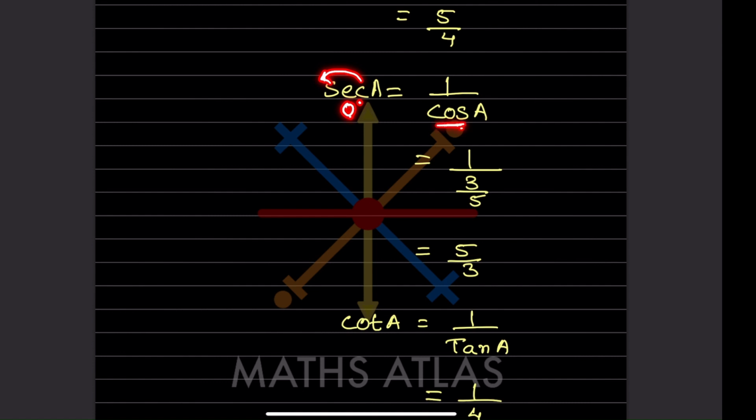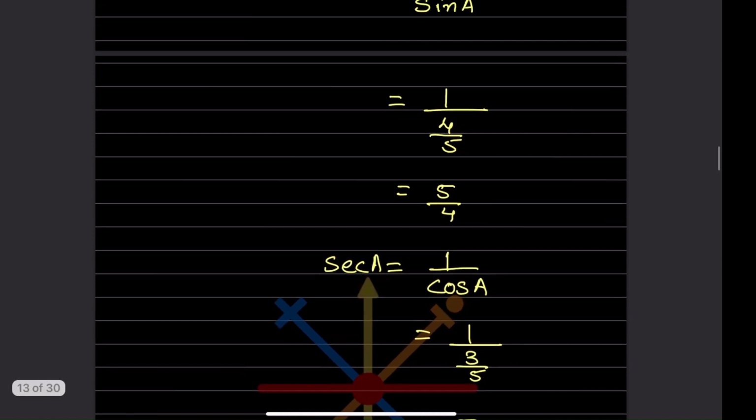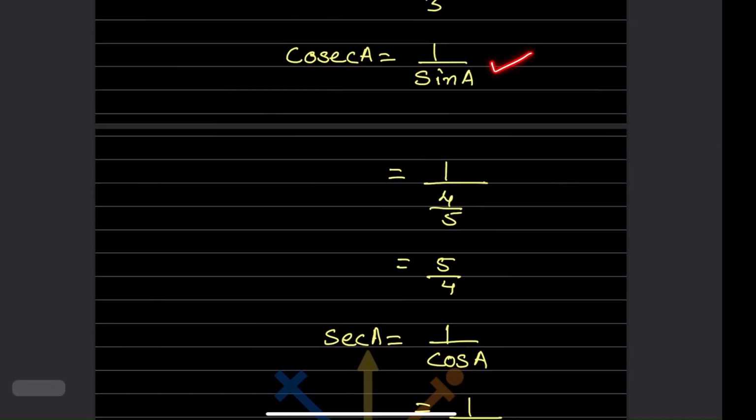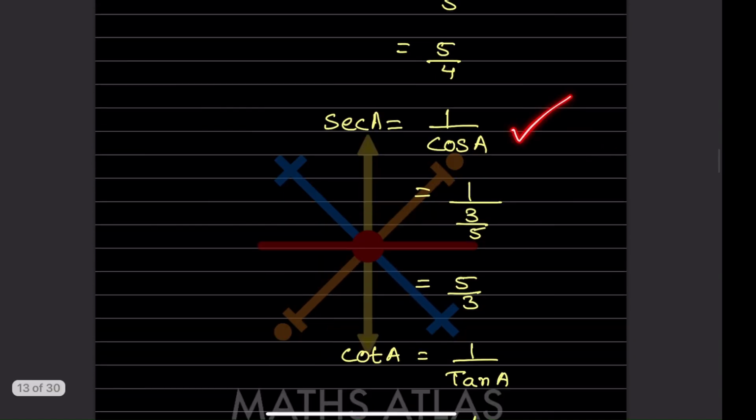So many times there is a confusion. What will be sec? There is a confusion between the cosec and sec. So cosec is 1 by sine A, and sec is 1 by cos A.